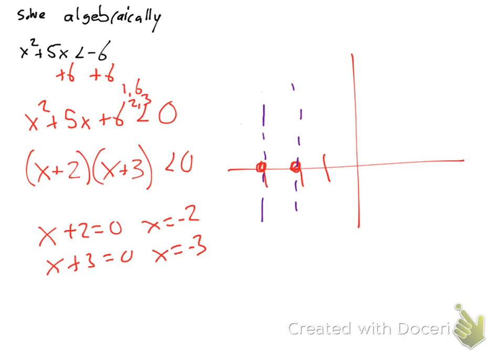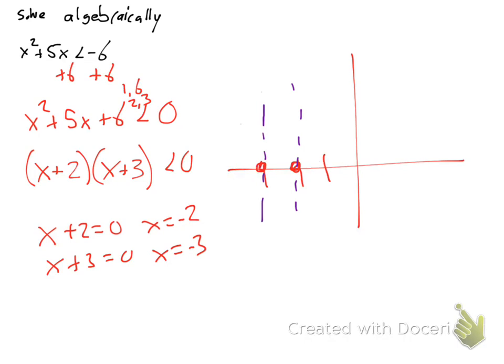Now here's the cool thing. You're either going to shade in the middle or you're going to shade on the outsides. And what I mean by that is either you're going to heavily shade the middle so that all solutions between -2 and -3 work, or you're going to shade on the outsides and say it's from -2 backwards down, or -3 backwards, or it's going to be -2 greater than.